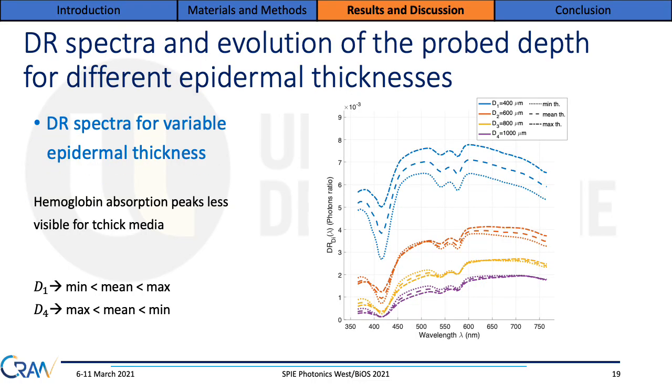Now, we will study the impact of the thickness of the epidermis on the diffuse reflectance spectra and on the probe depth. We begin by providing here the evolution of diffuse reflectance spectra for thin, intermediate, and thick epidermis. One can note for the first distance that the hemoglobin signature at 415 nanometers is less visible for thick media. Photons penetrate the irrigated layer less due to the optical epidermal barrier. Moreover, one can see an inversion between D1 and D4 in the signal amplitude. Let us try to explain this behavior by analyzing depth penetration in each of the three media.